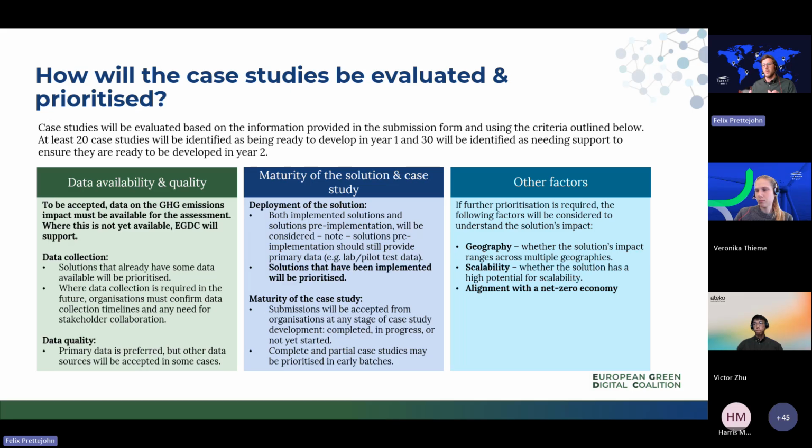You might have seen communications previously of the sectors that EGDC has focused on. You can submit a case study for any sector, but we will try and get a good spread across a range of sectors rather than having them all related to transport or agriculture, say.